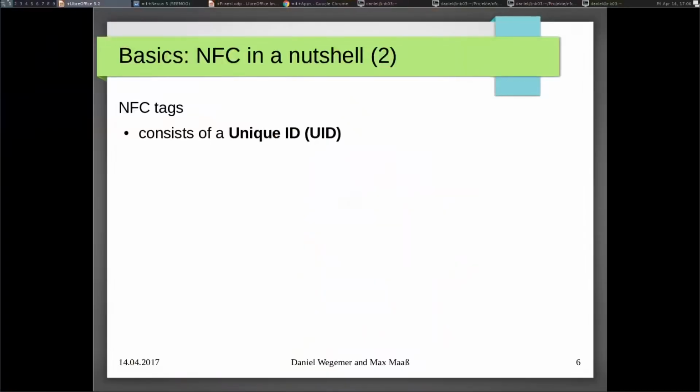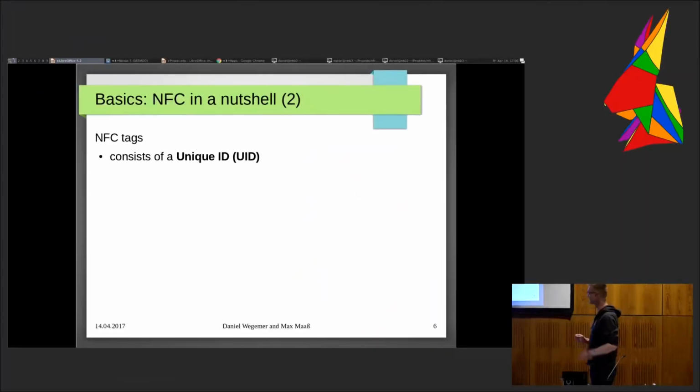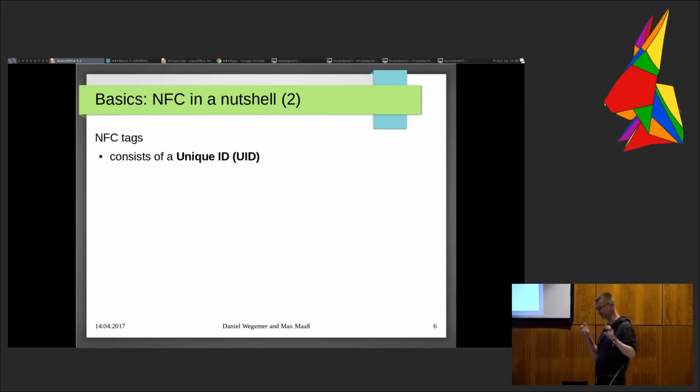So every NFC tag, basically the first thing which is checked in a communication between a reader and a card is the UID. And this UID should be a unique ID. But as you have seen, if we are able to clone this UID somehow, we can basically break all these systems which just rely on this UID. So it's in general a bad idea just to rely on a basic UID.